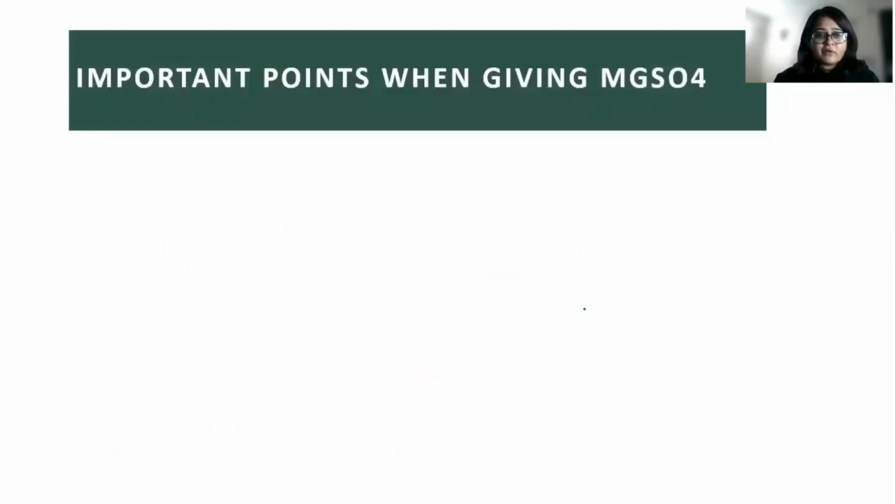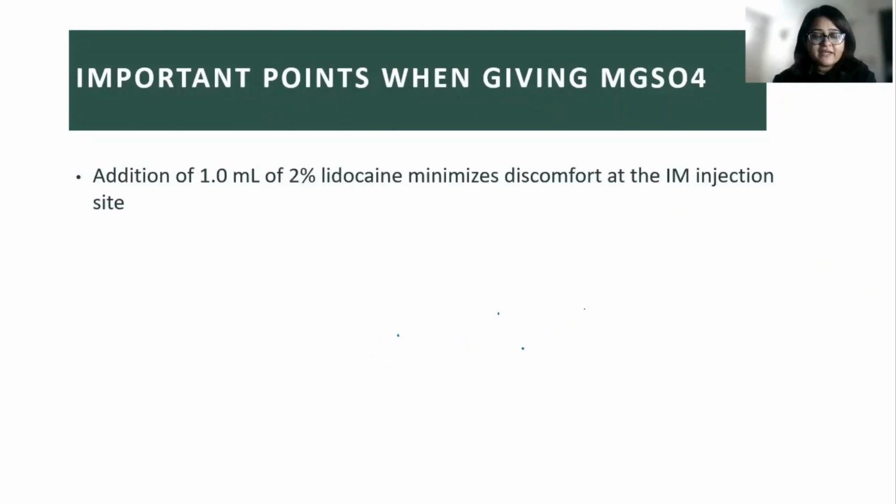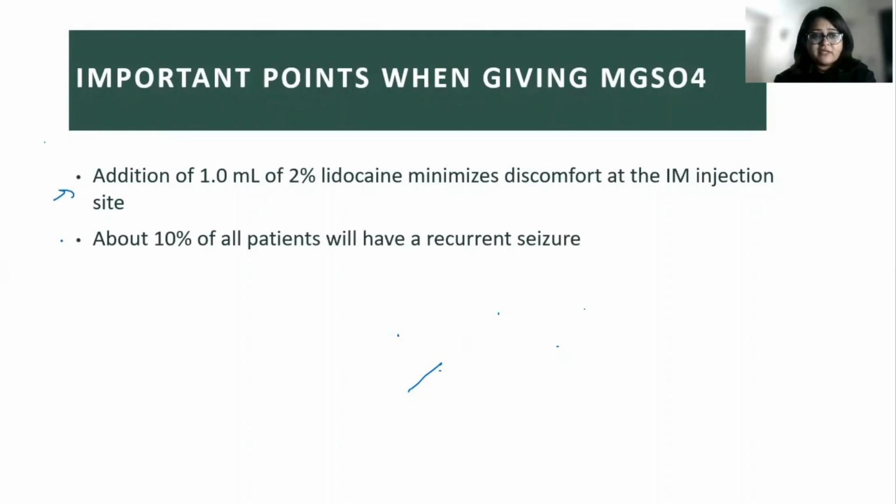Okay, so a few other important points when giving magnesium sulfate. What you should remember is to add 1 ml of 2% lidocaine before giving the intramuscular injection. It is very, very painful. So locally anesthetize the area before giving the magnesium sulfate. Now, also remember about 10% of all patients will have a recurrent seizure.